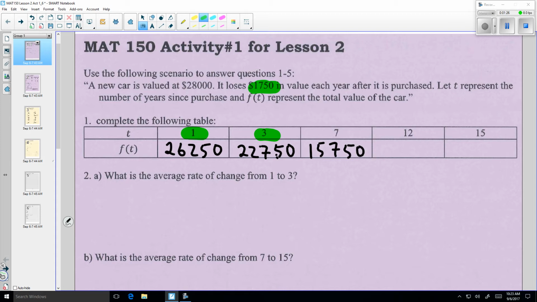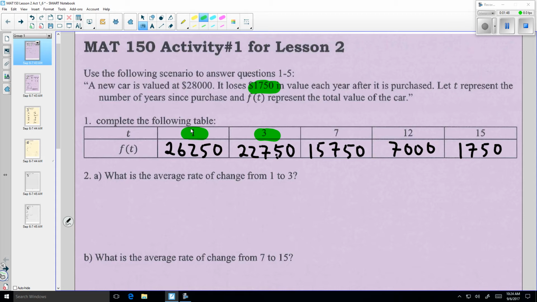15,750. And then after 12 years, 12 times 1750 per year subtracted from 28,000 leaves a value for the car of 7,000. And then finally after 15 years, 15 times 1750 subtracted from 28,000 would leave $1,750. So now average rate of change.